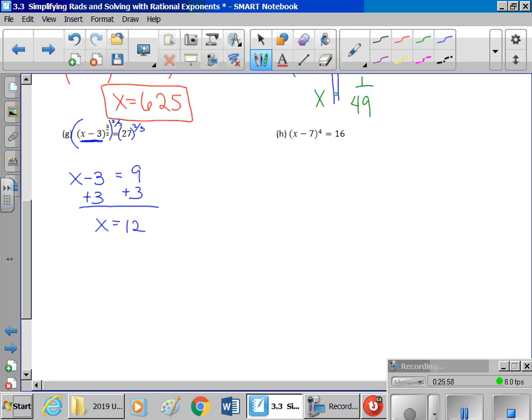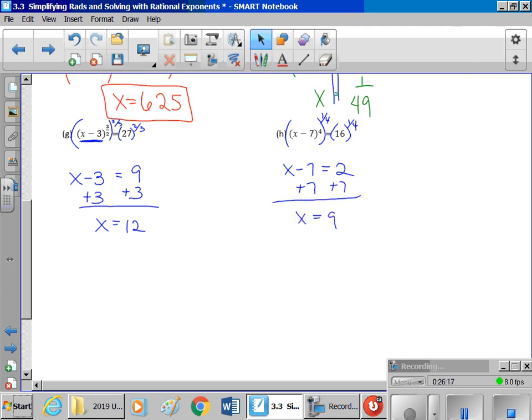And here we're going to take the fourth root, so we're going to raise this to the 1/4 power. Again, you can do that in your calculator, but the fourth root of 16 is 2. So you get x minus 7 is equal to 2. Add 7 to both sides, and x is equal to 9. So those last two were actually easier than the first three that we did.